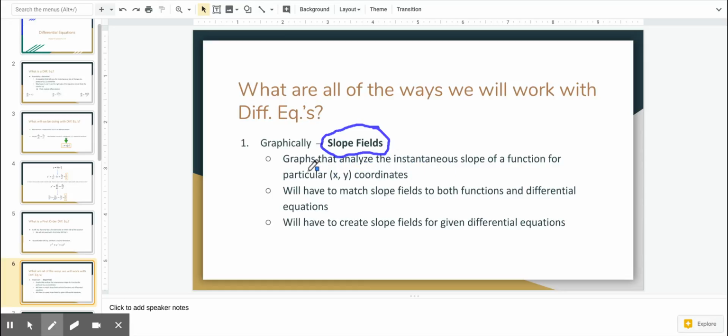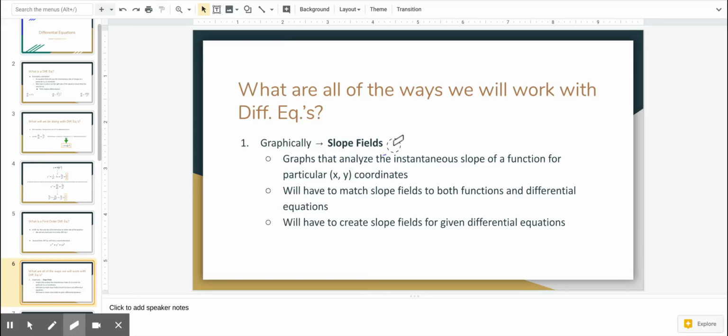So what we're going to be doing is graphing and analyzing the instantaneous slopes. We're going to be creating slope fields from differential equations. We'll have to match given slope fields to functions and differential equations. So we might not be given either the function or the differential equation, just a picture of the slope field, and we have to match it to either a function or a differential equation itself. And then again, we will create a slope field. This is what we're going to be doing today.